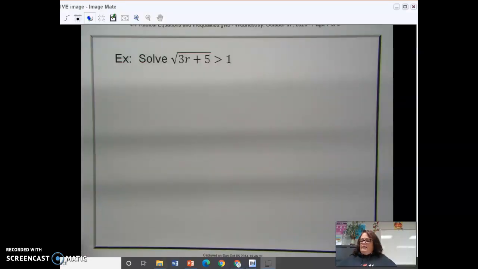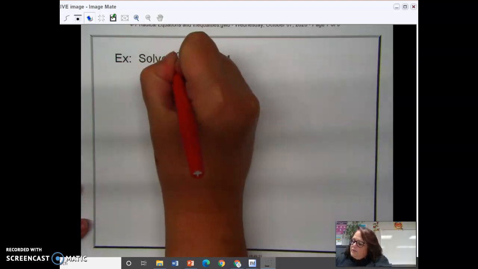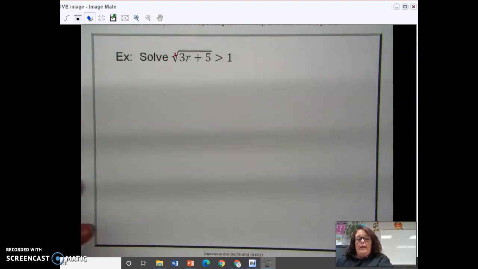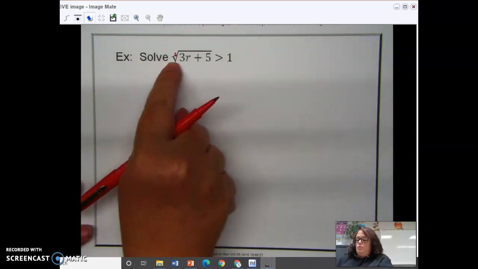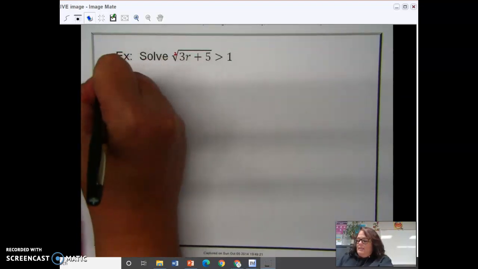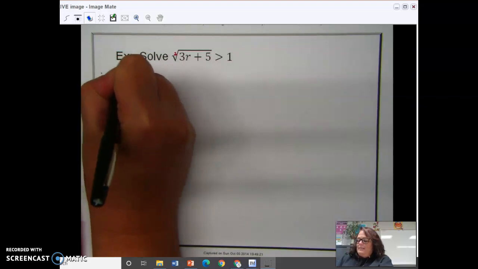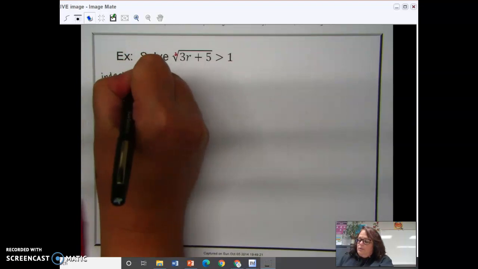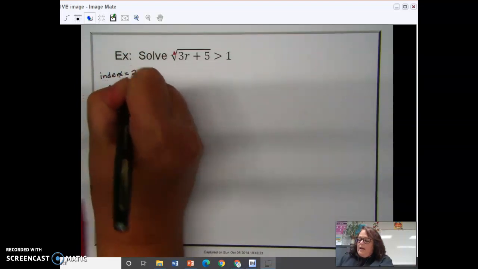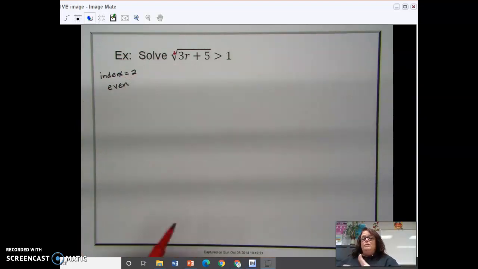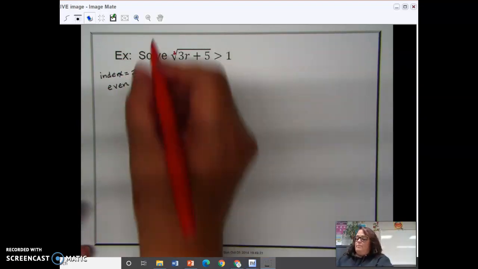All right, if we take a look at this problem, notice there's a little invisible 2 right there. When we say square root, remember that it's the inverse of a square, and that's where the invisible 2 comes from. The first part of your question said to state whether the index is odd or even. The index is that little number in the corner. In this case, my index is equal to 2, which makes it even. That means we're going to have a second part to this problem, because I need to make sure that I don't take the even root of a negative number.